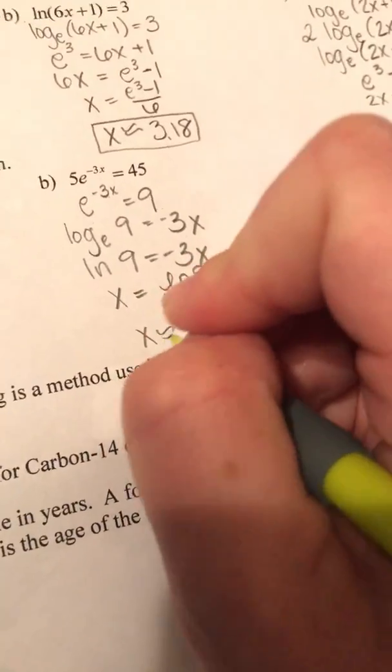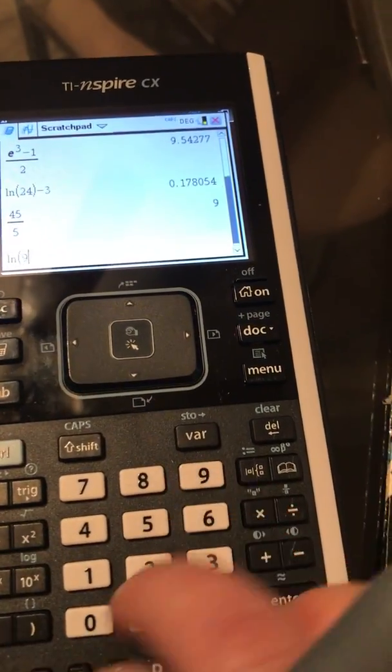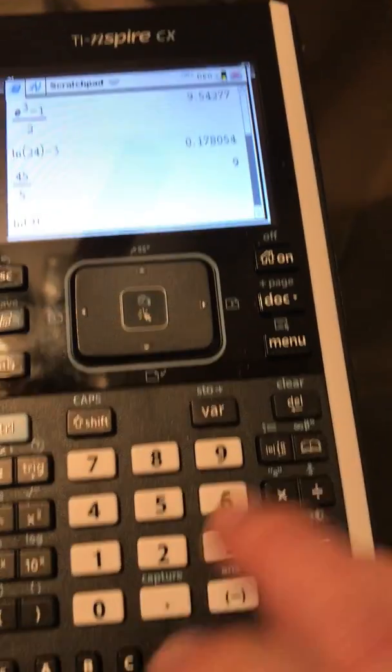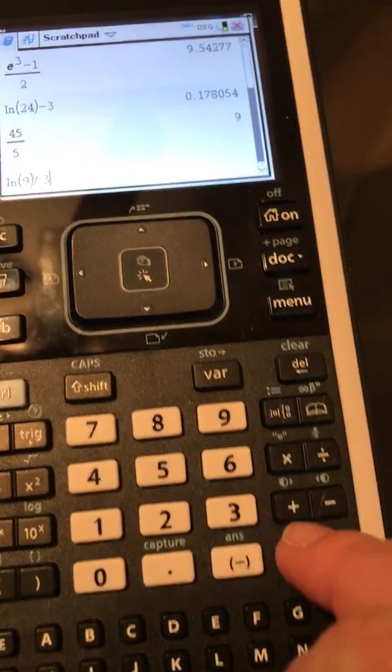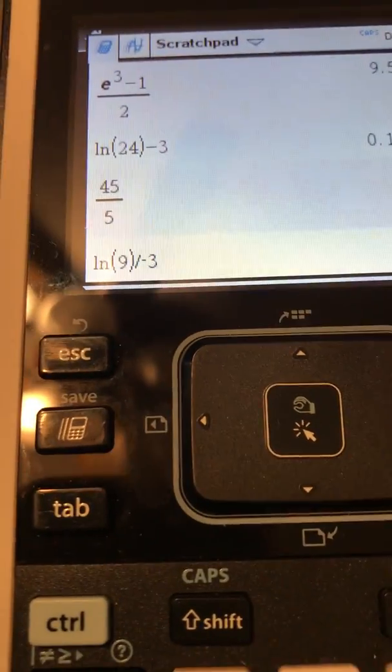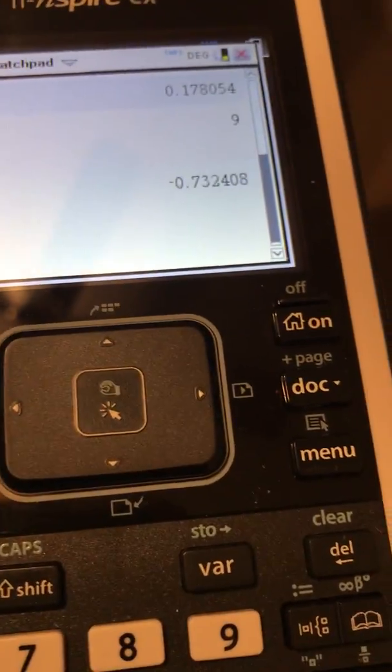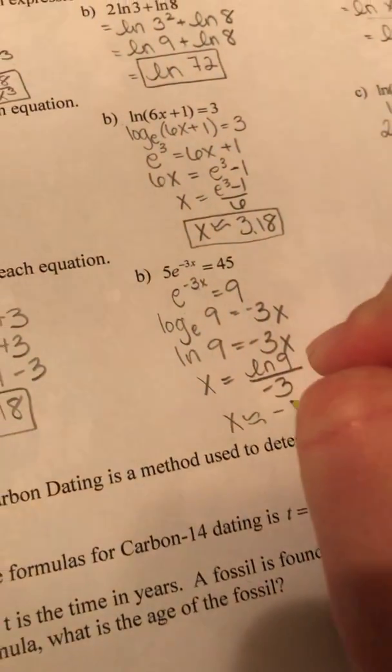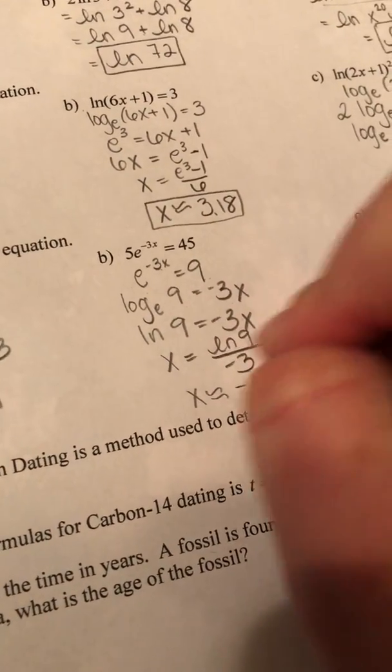If we put that into our trusty calculator, I have the natural log of 9, close parenthesis, divided by a negative 3. Be careful with the negative. Make sure it's a negative, not a subtraction sign. And we get approximately negative 0.73.